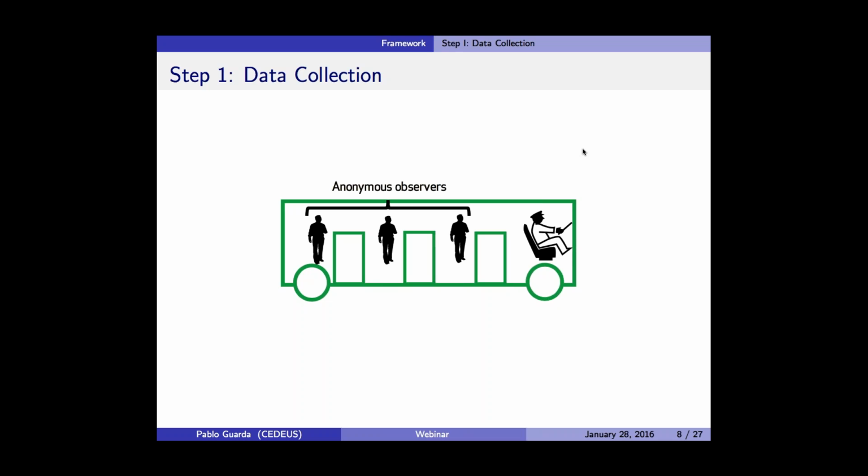This group of anonymous observers started at the terminal station of a given bus route, and then they collect observations until the bus arrives at the next terminal station. So this guarantees observations at different bus stops of that bus route, in different periods of the day, and in both directions of the bus route.